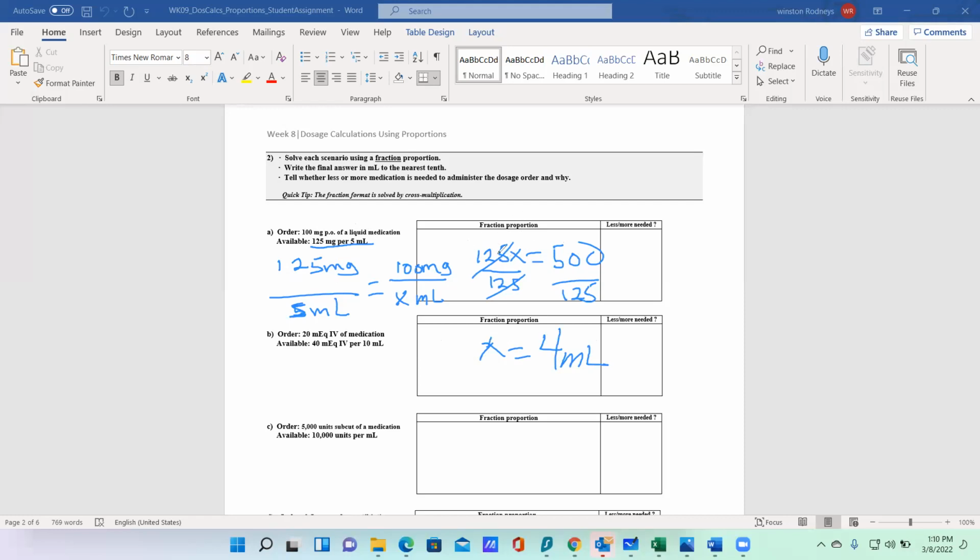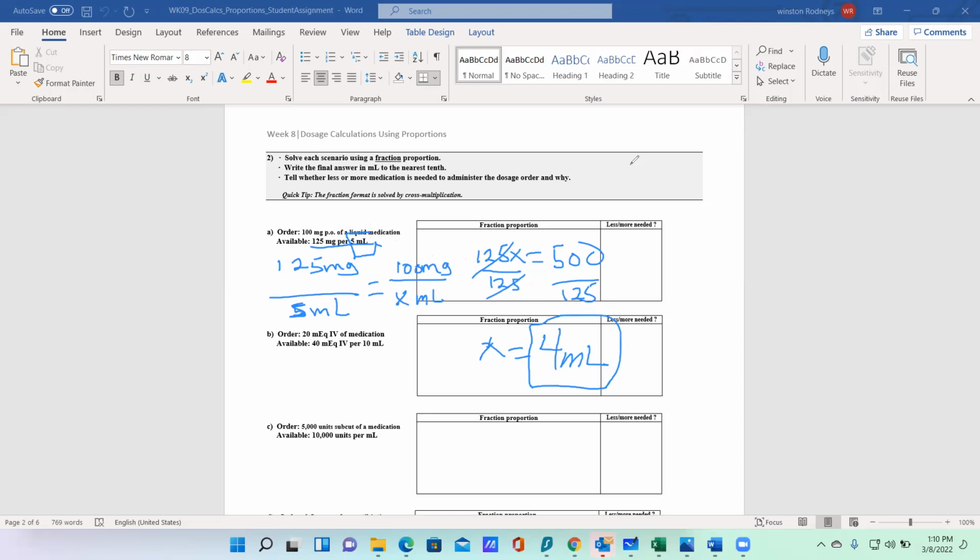what do we need, more or less? Well, once again, 100 milligrams is smaller than 125 milligrams. So we're obviously going to need less of it. How much specifically are we going to need? We're going to need 4 milliliters.